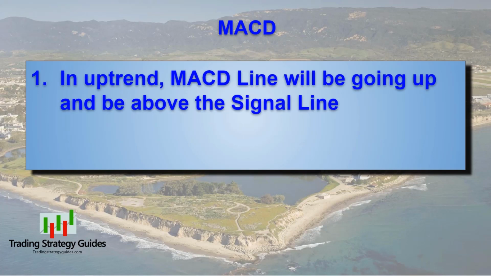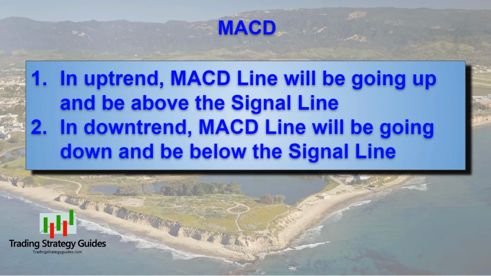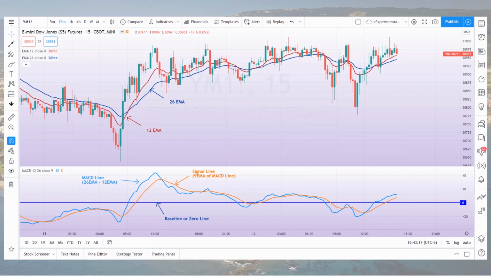Number one, if the price is in an uptrend, with the 12 EMA below the 26 EMA, the MACD line will be going up and hence will be above the signal line. And number two, if the price is in a downtrend with the 12 EMA above the 26 EMA, the MACD line will be going down and hence will be below the signal line. So the position of the MACD line with respect to the signal line can give us a great buy or sell trigger in conjunction with other price action info.